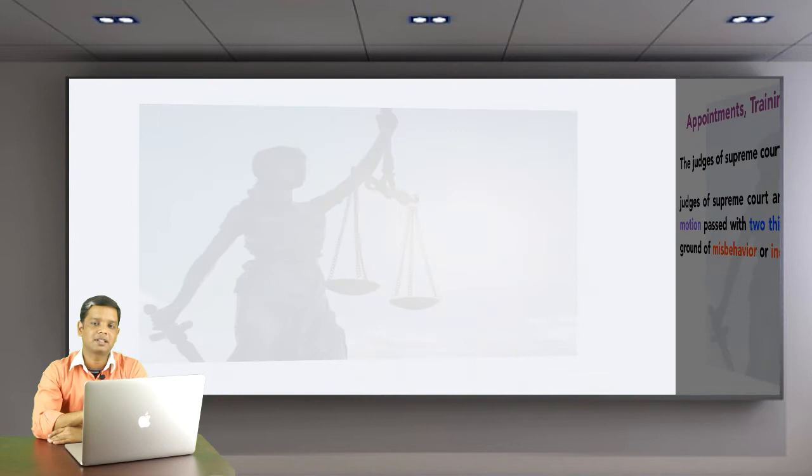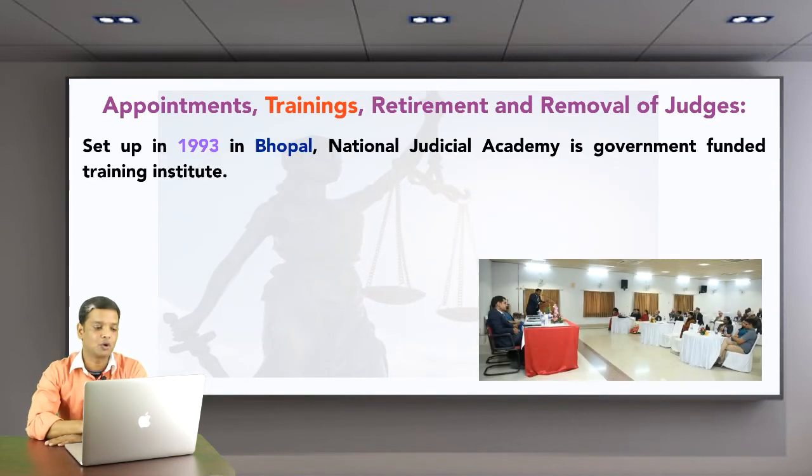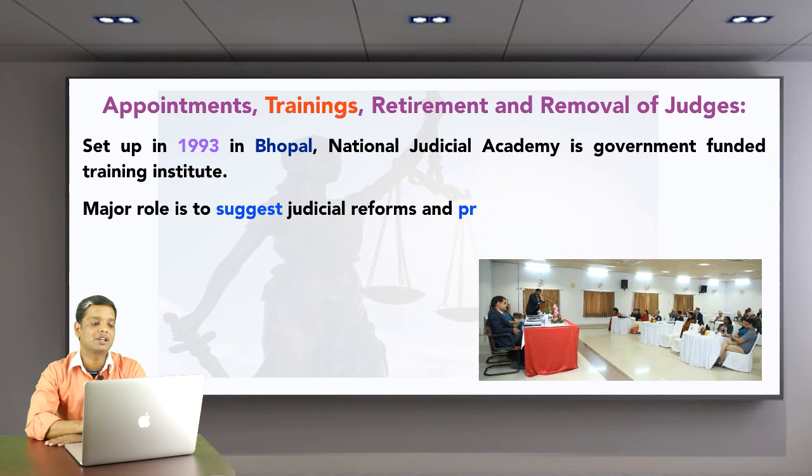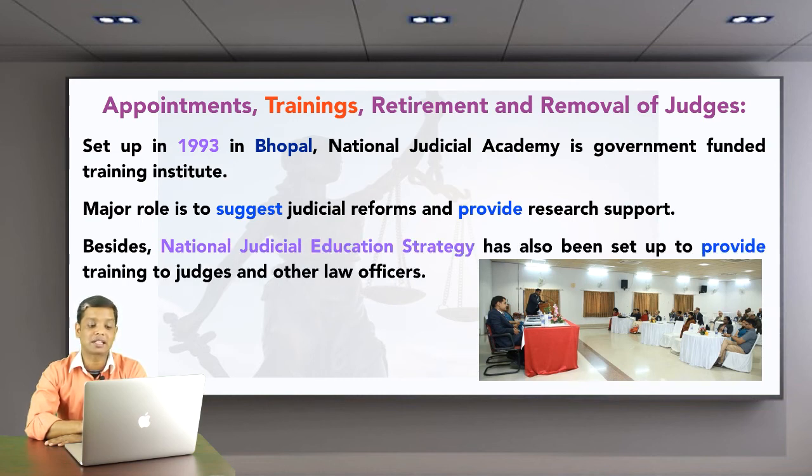Our next topic was judicial training. Set up in 1993 in Bhopal, the National Judicial Academy is a government funded training institute. Its major role is to suggest judicial reforms and provide research support. Besides, the National Judicial Education Strategy has also been set up to provide training to judges and other law officers.